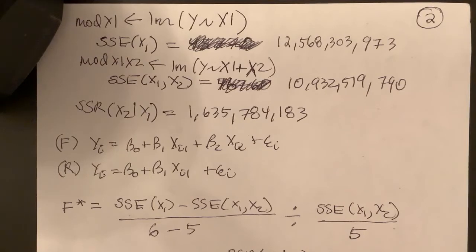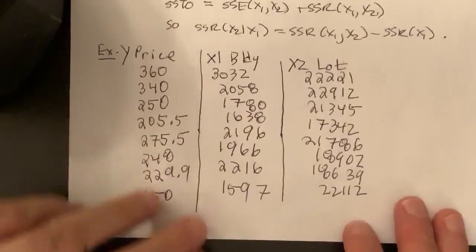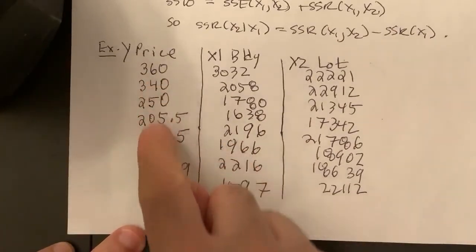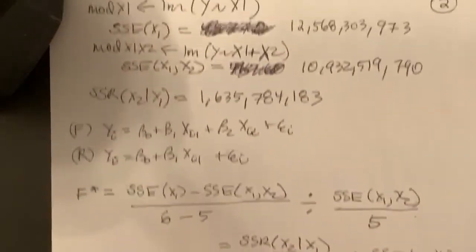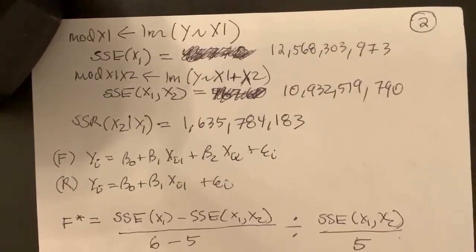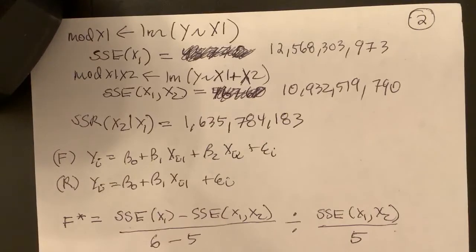Because you had prices that were like 360, 340, 250. So the line could be off by tens of thousands. So it looks right. Okay, so anyway, this was done by the computer. I get this for SSE X1. Now, say I want to try both. So I'm going to put in X1 and X2 in here.